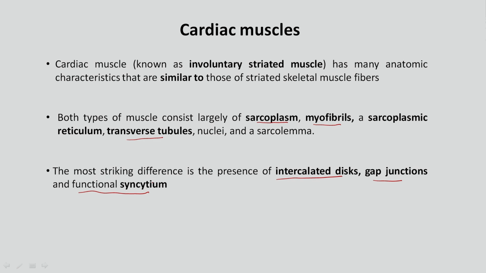So, the most striking difference between the skeletal muscle and the cardiac muscle is that the cardiac muscle has intercalated discs. As we discussed, the intercalated disc helps in the propagation of the impulse from one cell to another. It also has gap junctions, as we discussed in the smooth muscle, for proper propagation of the impulse, and it acts as a functional syncytium, meaning the cells contract together.